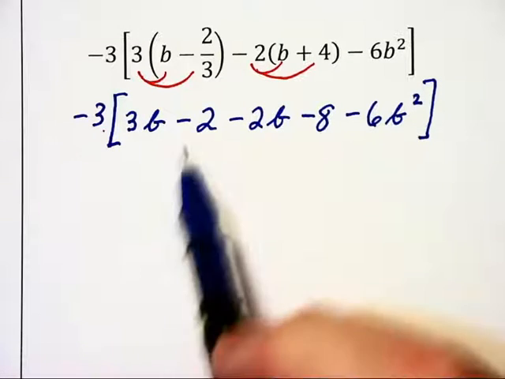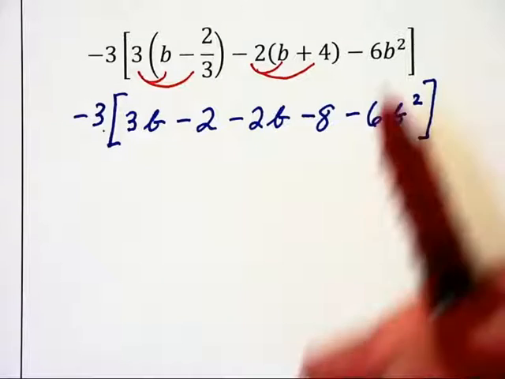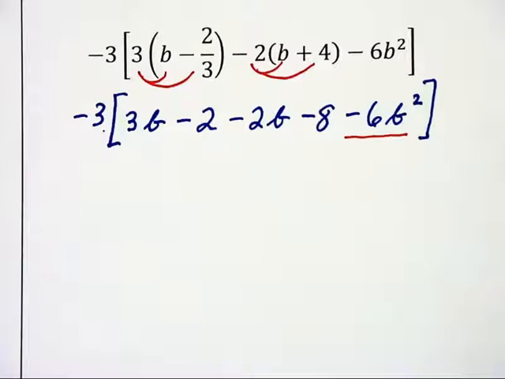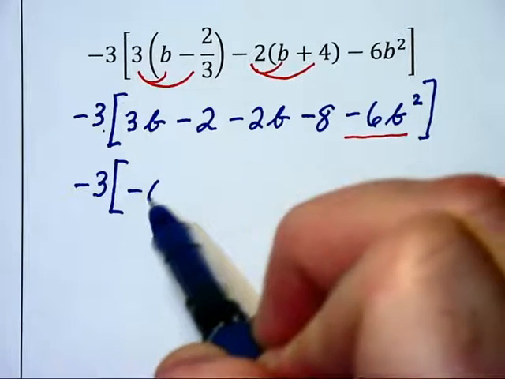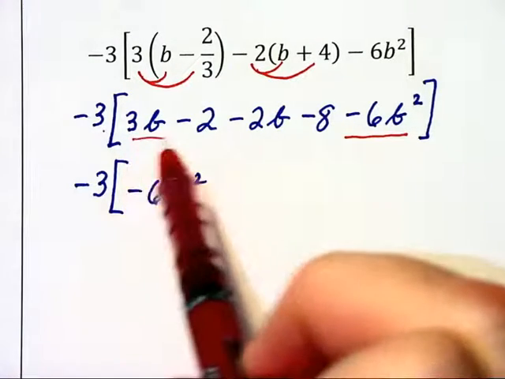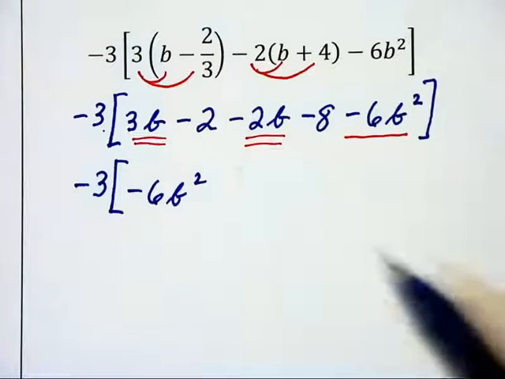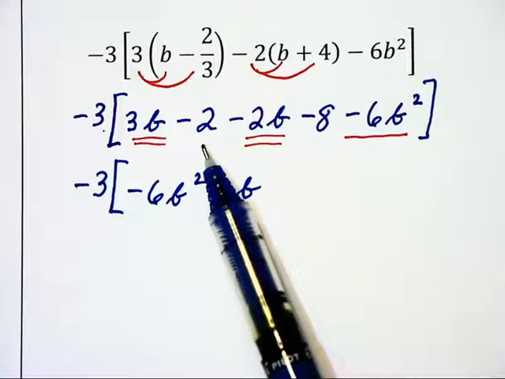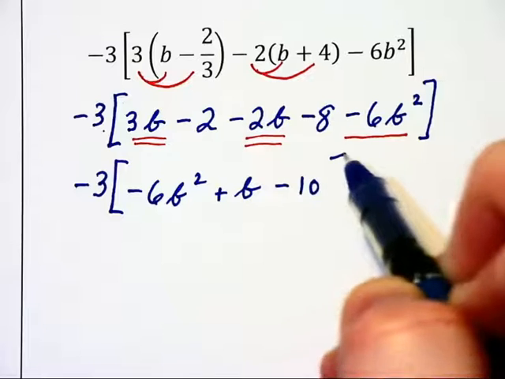I could do my distribution now, or I could combine like terms inside the bracket, and that's what I prefer to do. And I'm going to list the -6b squared first, just because it's got that exponent. So out front, -3, inside, -6b squared. Then I'm going to combine together the terms with b in them without the exponents. So 3b minus 2b is 1b, so plus b. And then left over, I've got the constants -2 and -8, which combine together to give -10.